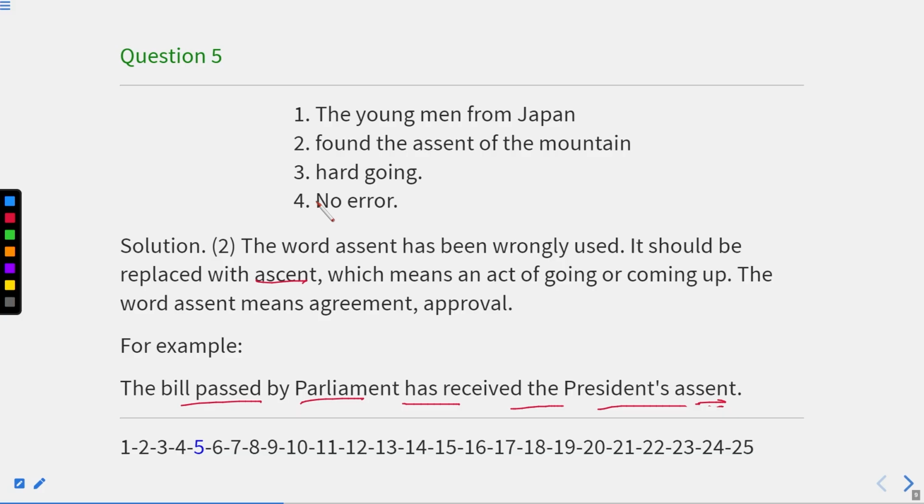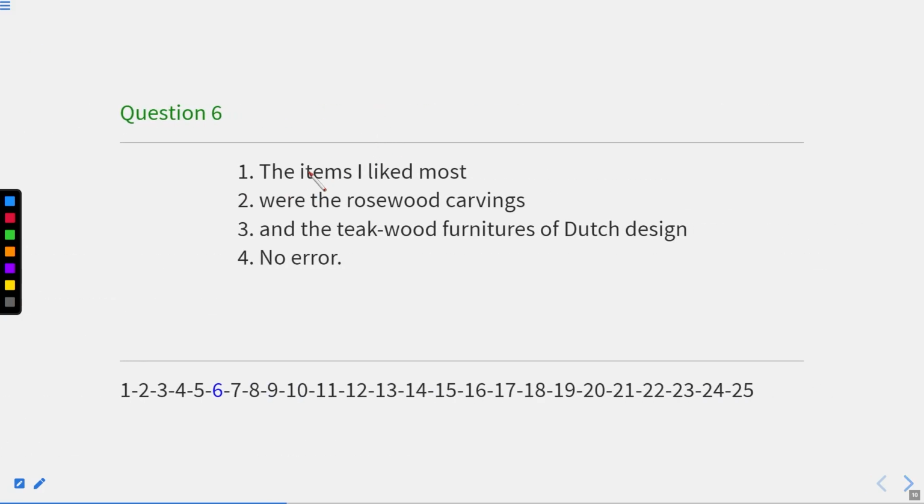Okay, now let us go to the next one. This is question number 6. The items I like most were the rosewood carvings and the teakwood furnitures of Dutch design. Rosewood carvings means designs made by carving rosewood. And the teakwood furnitures.